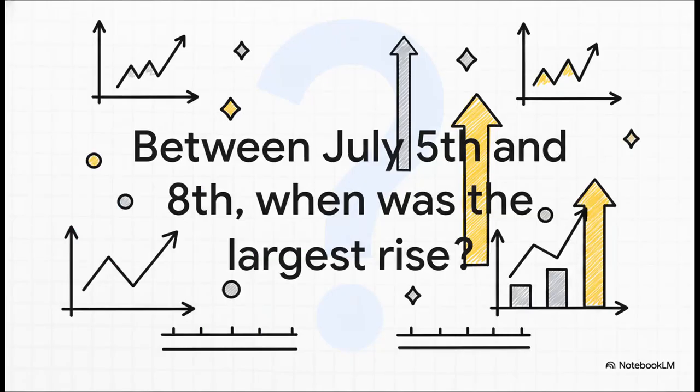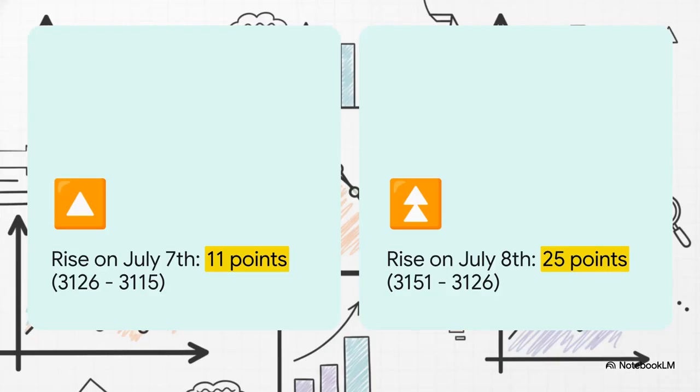Okay, time for a little test. Take a good look at that graph. Between July 5th and July 8th, on which day did the index have its biggest single-day jump? Here's a hint. The answer is in the steepness of the line. Let's break it down together.